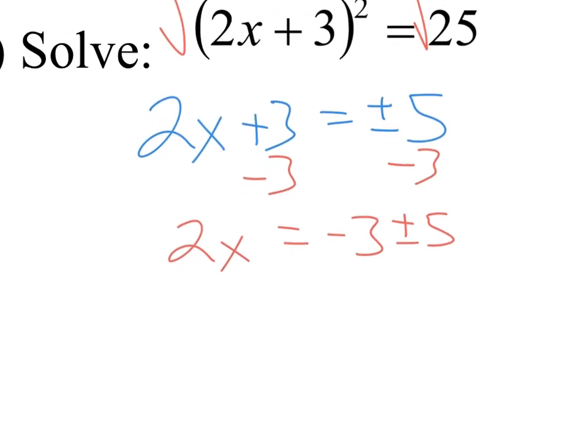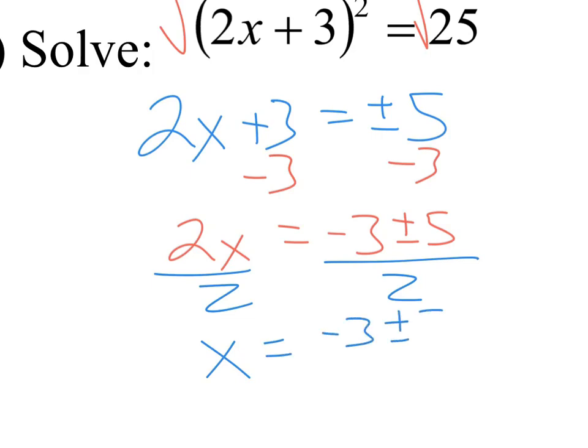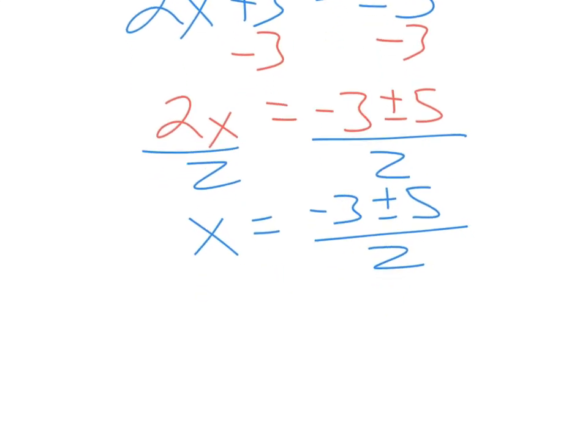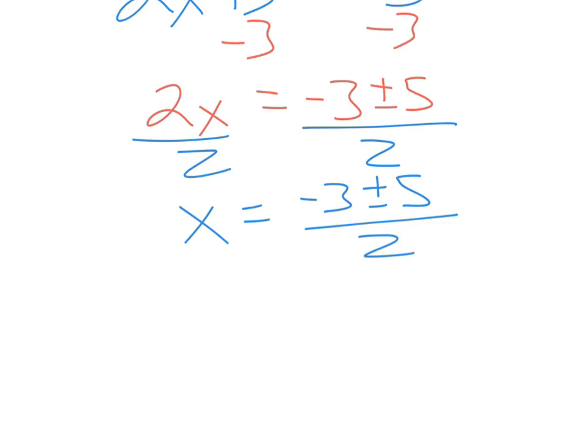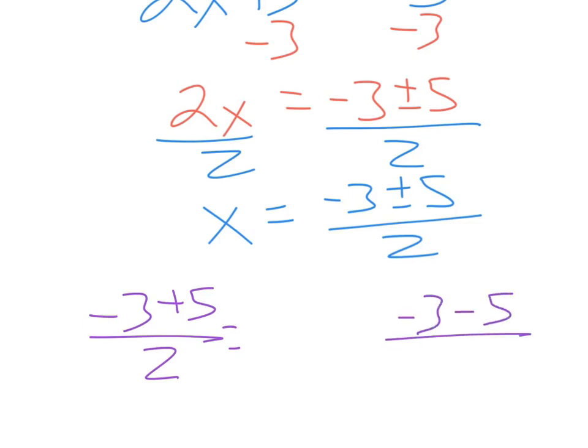And what's next? Well, we got to get x by itself. So again, we're going to do the inverse operation. We'll divide both sides by 2. And that's going to leave us with x equals negative 3 plus or minus 5 divided by 2. And these are roots, and what I can tell is that there's going to be 2 answers to this. So I'm going to rewrite this like negative 3 plus 5 divided by 2 equals what? And then I'm also going to write negative 3 minus 5 divided by 2.